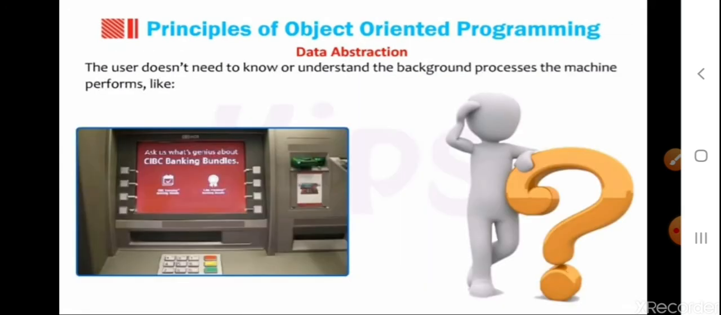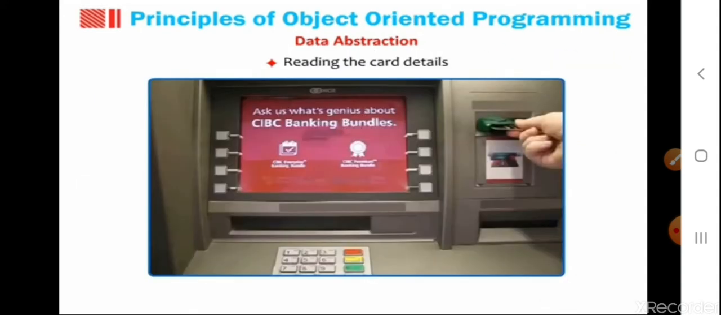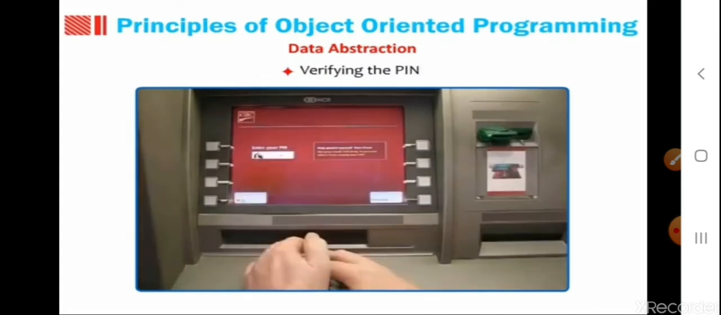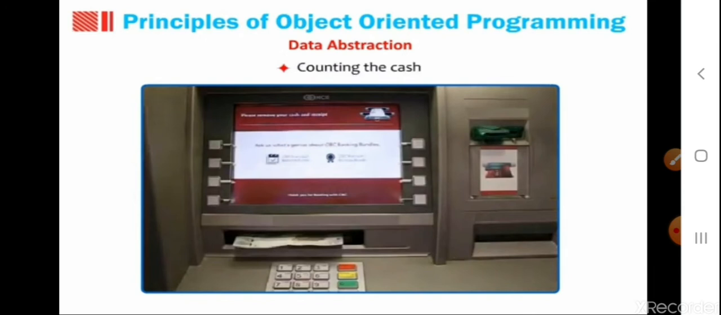The user does not need to know or understand the background processes the machine performs. Like reading the card details: how will the machine read the card details? You don't need to know. You just insert the card and you know that the machine will read it automatically, but you don't need to know how it reads. Then how is it verifying the PIN? You don't need to know how the machine verifies the correct PIN, or how it is counting the cash inside. You don't need to know the internal working of how the machine is counting the cash.